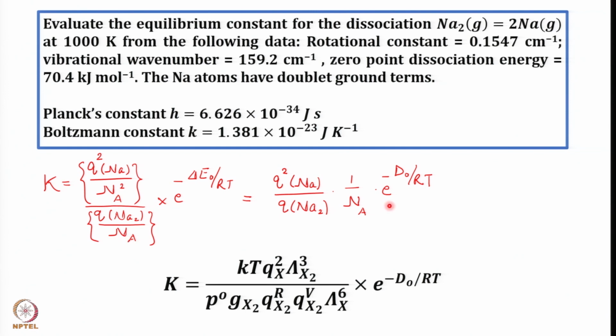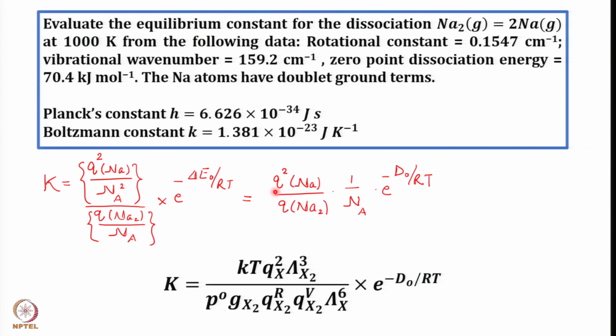Now you remember that Na is an atom, sodium atom, and then you have QNa2. This is a disodium, that means it is a molecule. So therefore, we have to carefully decide what contributions come in. For atom, you have only translational contribution and you may have the electronic contribution.